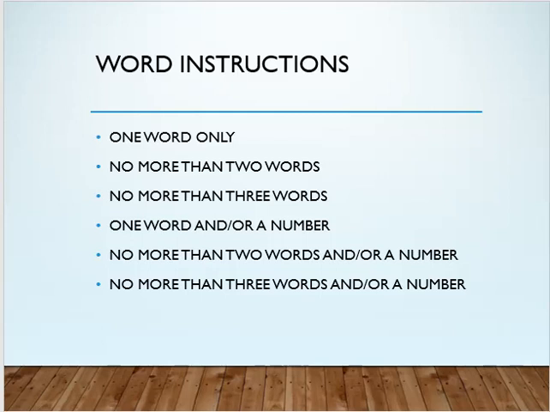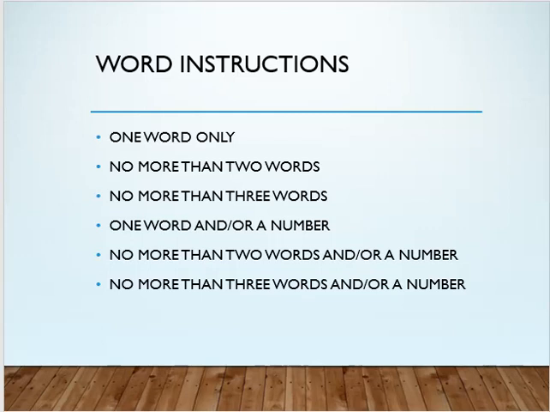So the first instruction says one word only. So the answer has to be written in one word. Now even if you hear two words, you have to see which word has to be omitted or which word has to be excluded and which one should be the correct answer. So you have to gauge the right answer depending on the word count.